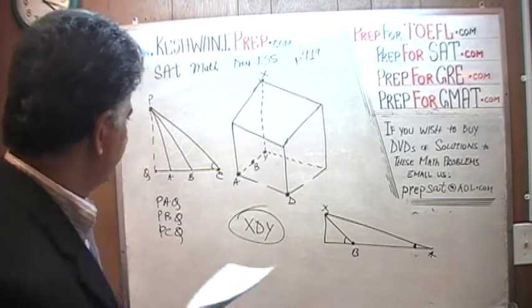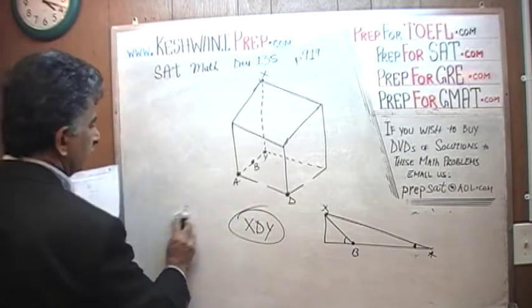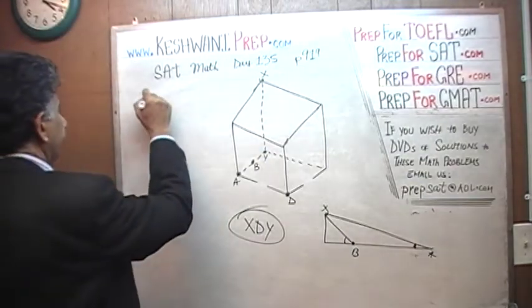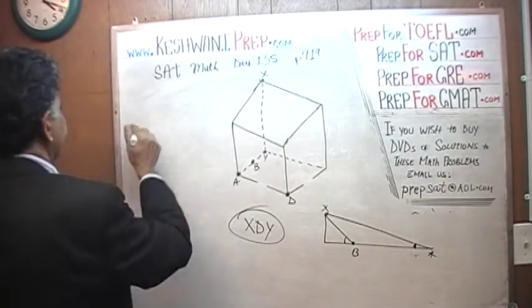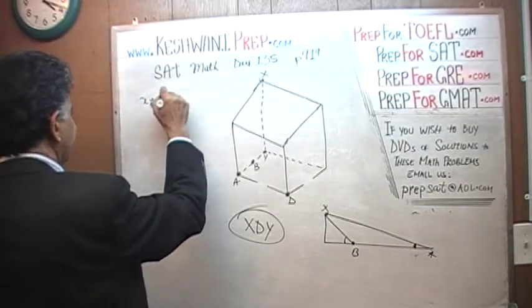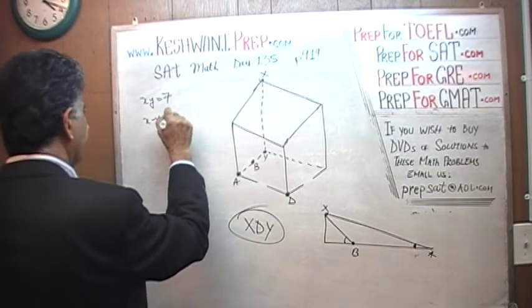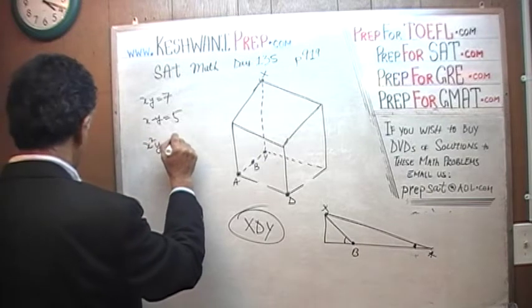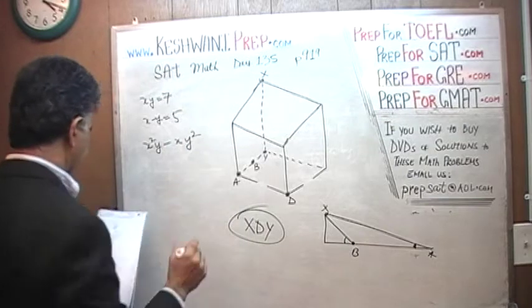Number 16. Number 16 says X times Y is 7. We are told that X minus Y is 5. And the question is, what is the value of X squared times Y minus X times Y squared?